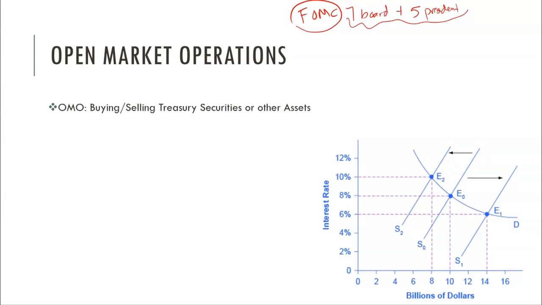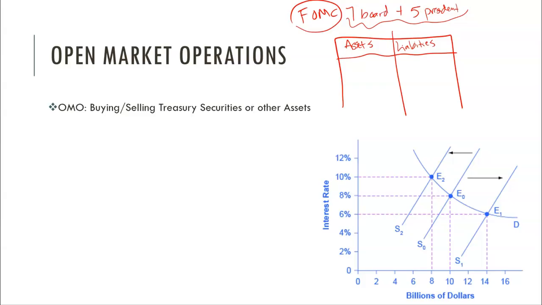Okay, so OMO, open market operations. This refers to the Federal Reserve Bank buying and selling treasury securities or other assets. If you remember from our banking chapter, we've got a bank balance sheet, and on one side we have assets, and on the other side we've got liabilities.